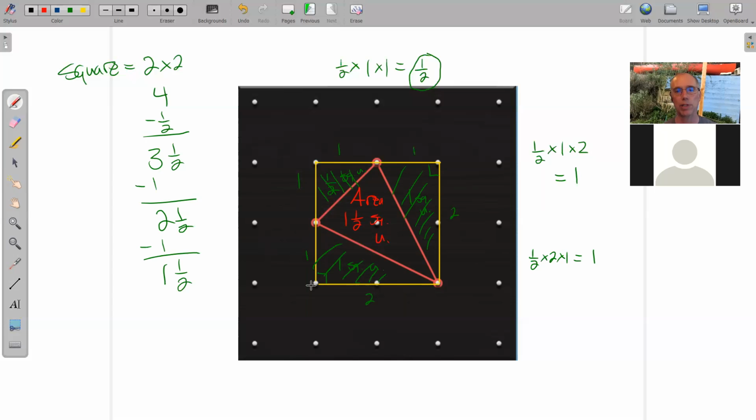And so that's from decomposition. Because there wasn't an obvious perpendicular base and height.